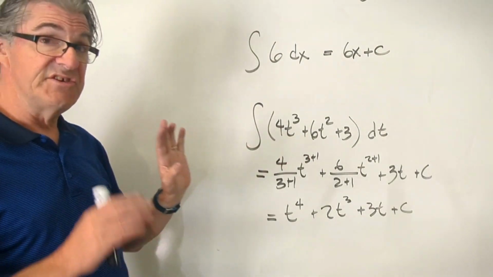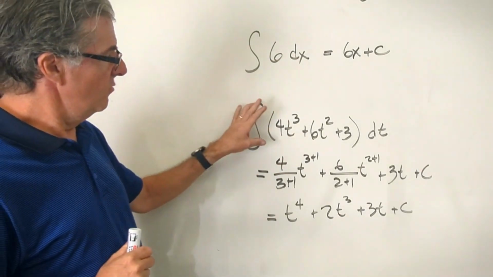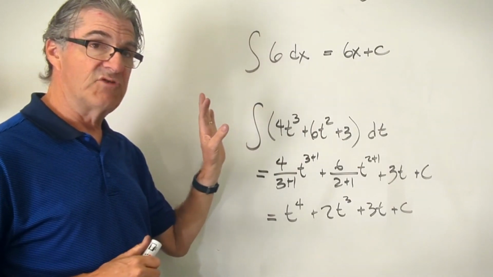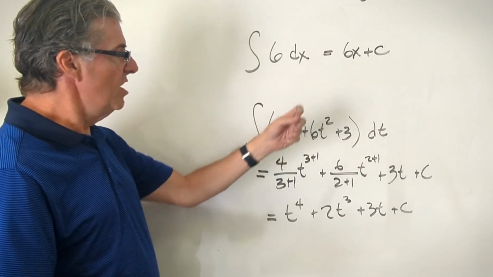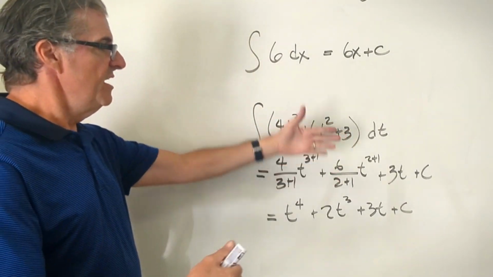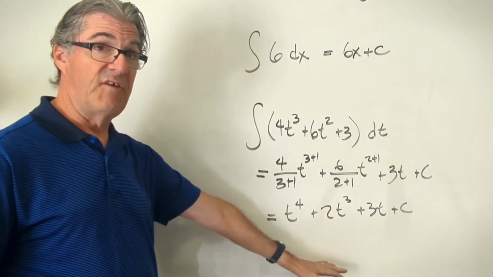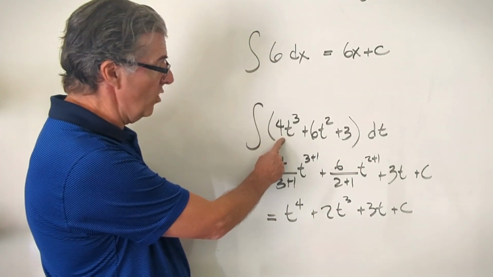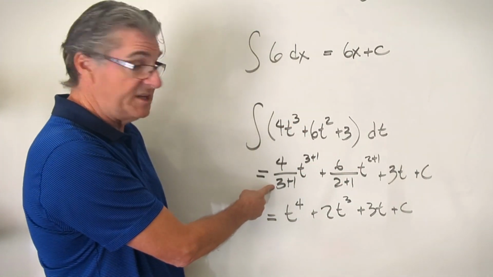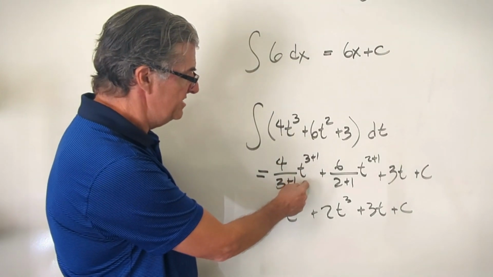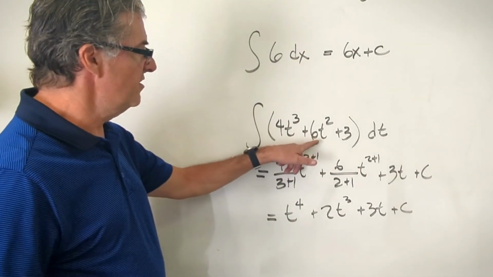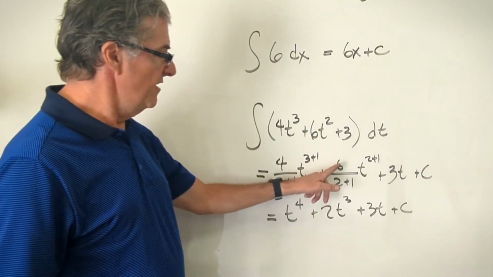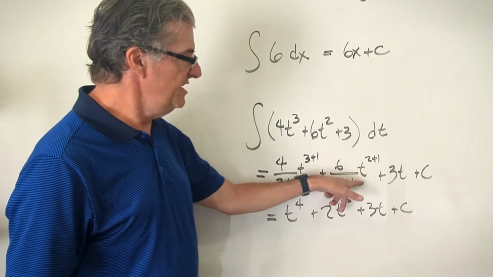Okay, this one's a little more complicated. So what I did is I just applied. Remember that when you have multiple terms added and subtracted, then you can just take the integral of each one individually and get your expression and then simplify. So I took the integral of 4t to the third. Here's my plug-in step for that, 4 over 3 plus 1, t to the 3 plus 1. Then I took my integral of 6t squared, that's 6 over 2 plus 1, t to the 2 plus 1.